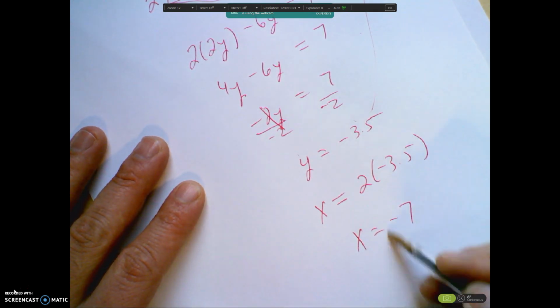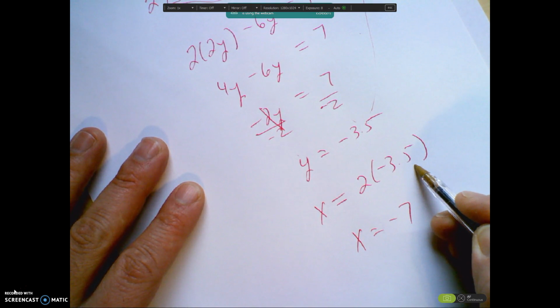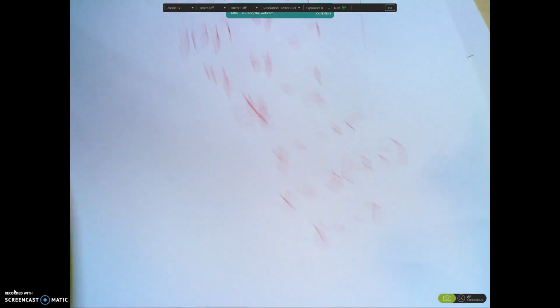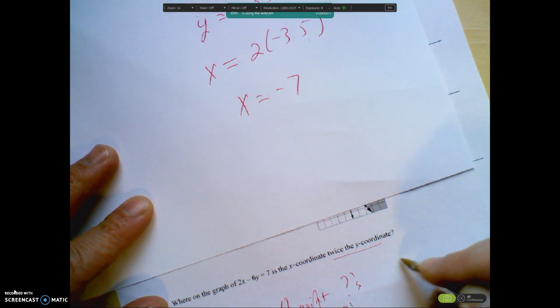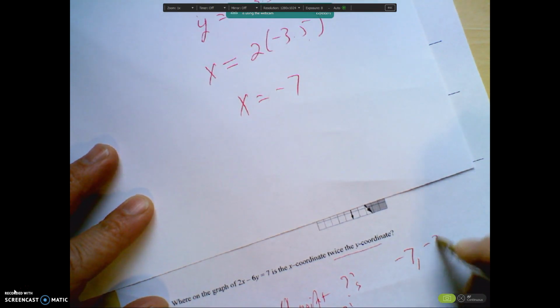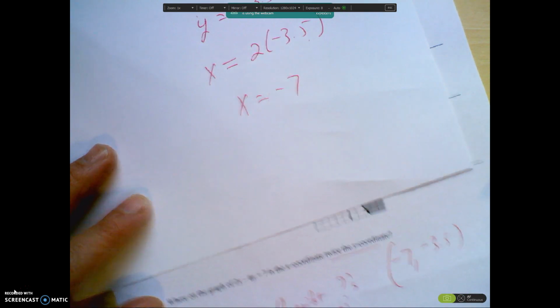And the x value is twice the y value. So our bonus question, we're looking for the point (-7, -3.5). I hope this helps.